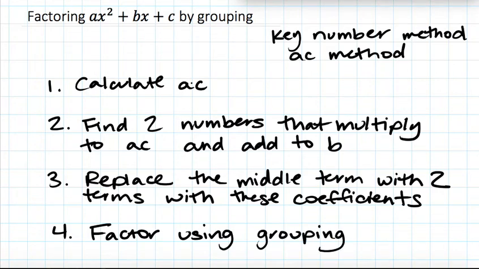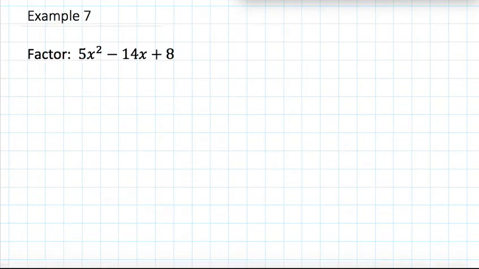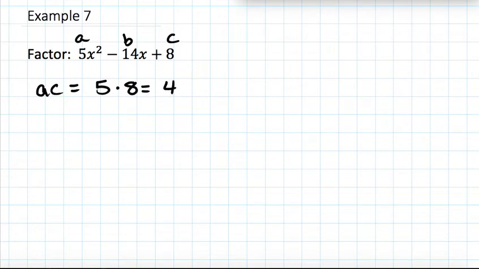So we're going to start by looking at example 7, and again I'm going to do this differently than in the book because I'm going to use the grouping method. So my first step is to calculate A times C. So this is A in front of x squared, B in front of x, C is the number by itself. That's the way we always label trinomials. So A is 5, C is 8. 5 times 8 is 40.